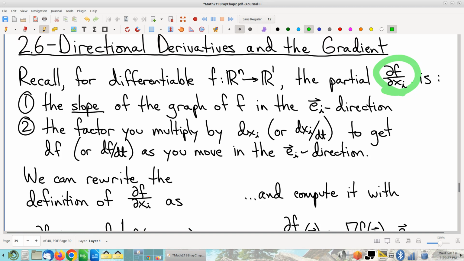There's our notation for it. On the one hand, it's the slope of a graph. Right? Specifically now, it's the slope of the graph when you're looking in the direction of that standard basis vector. Keep in mind, partial derivatives are all about standard basis vectors. Second interpretation, it's a multiplicative factor. It's how much you multiply by input change to get output change, be that a discrete change or an instantaneous rate of change. Let's not get lost in the details there. It's a multiplicative factor. You multiply by input change to get output change. Right. Again, when you're moving in the direction of that standard basis vector.